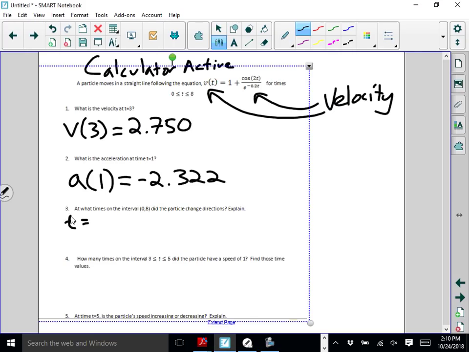Now I have to quickly find all these other zeros. There's kind of a lot of them, right? So I'm going to go ahead and do this quickly. Just kind of watch my work here.